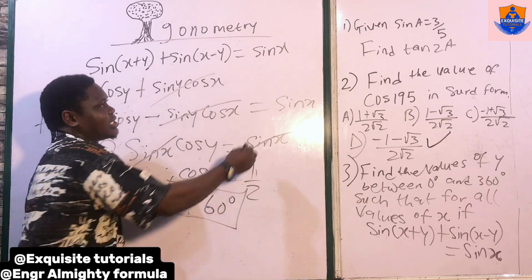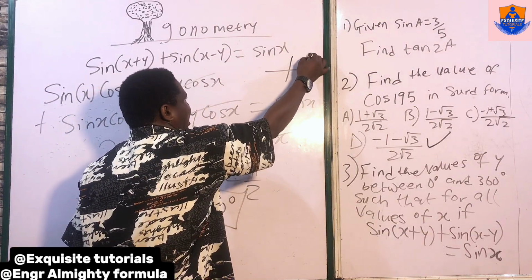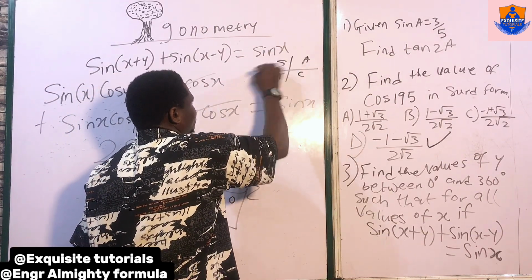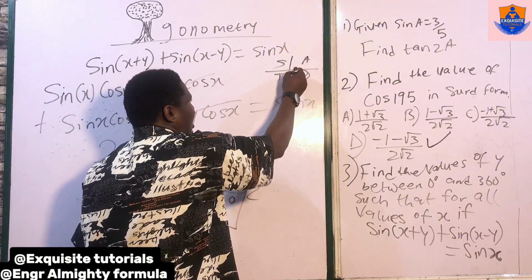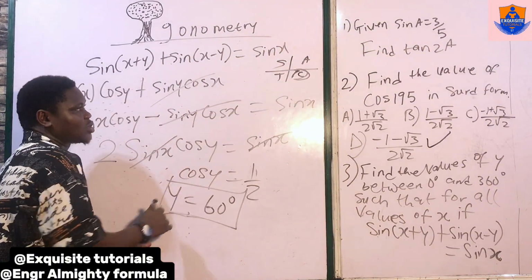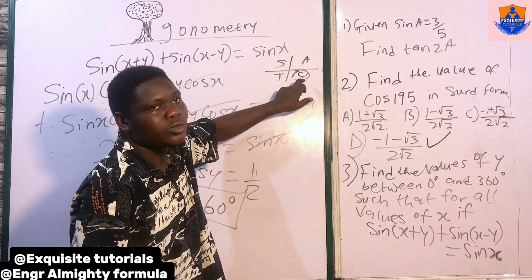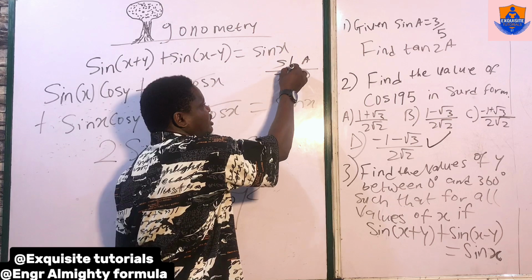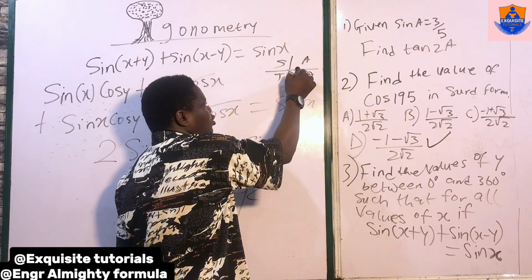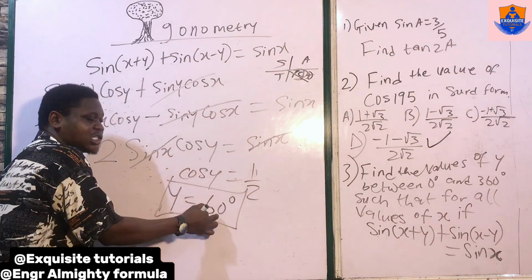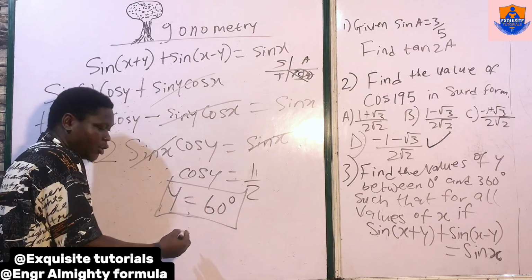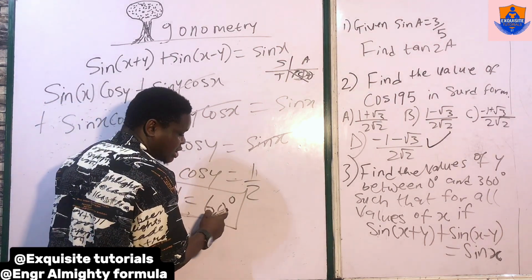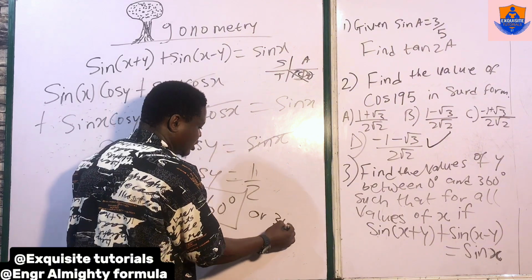So remember the quadrant acts. This 1 over 2 is positive. At this angle, cos is positive, and if this is the angle, here will be 360 minus theta. So 360 minus 60 degrees is 300. So y is 60 degree or 300 degree.